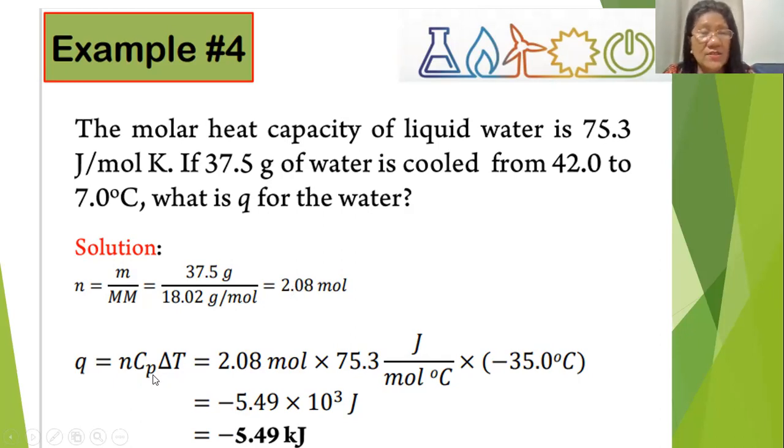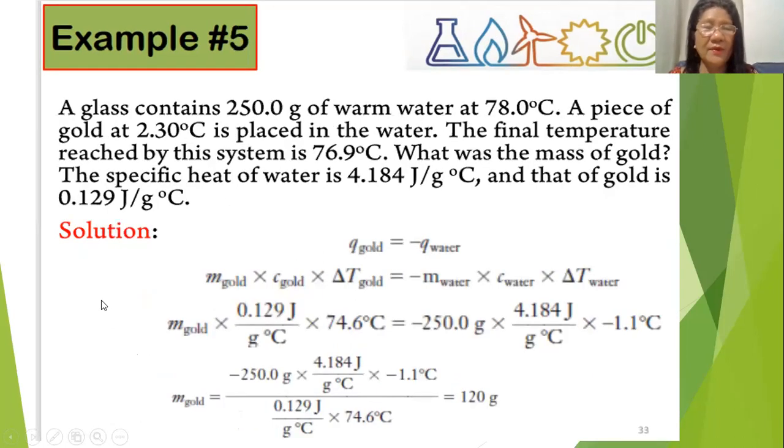Our specific heat constant is what? It is given, 75.3 joule, multiplied by our change in temperature. Why is it negative? Because the temperature goes from hot to cold, cool. Of course, the temperature change will be negative. So your heat is equal to negative 5.49 kilojoule. Okay. Another example here.